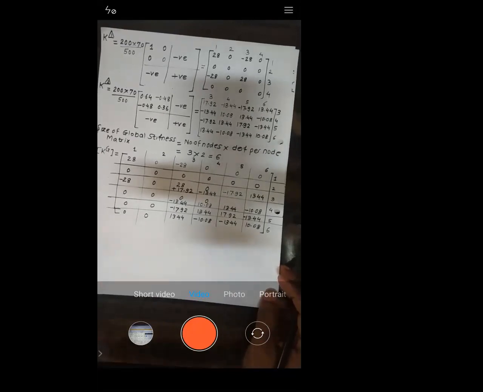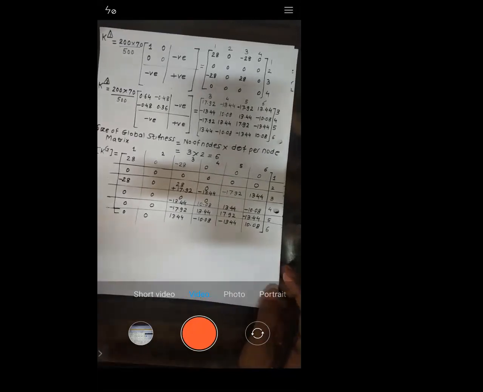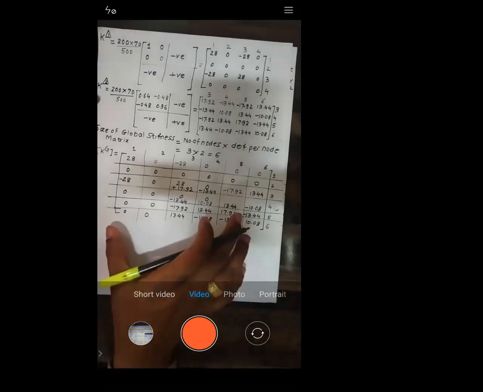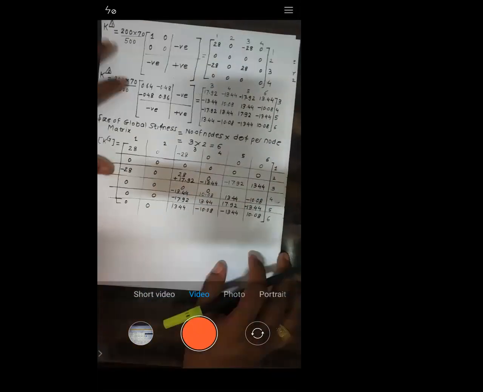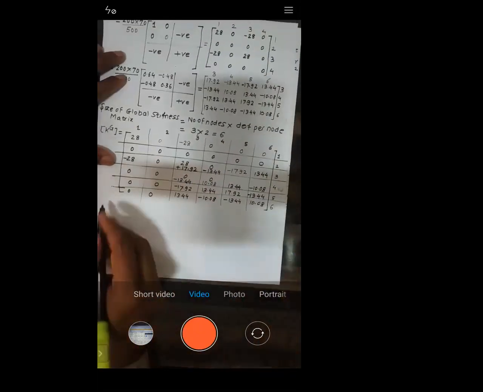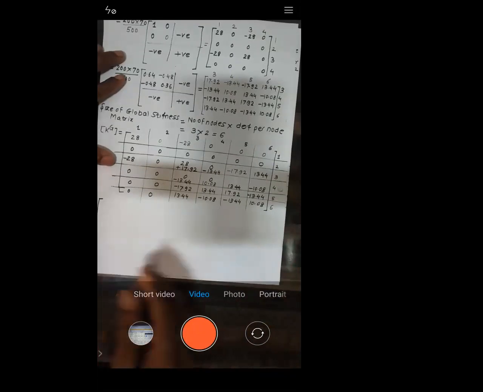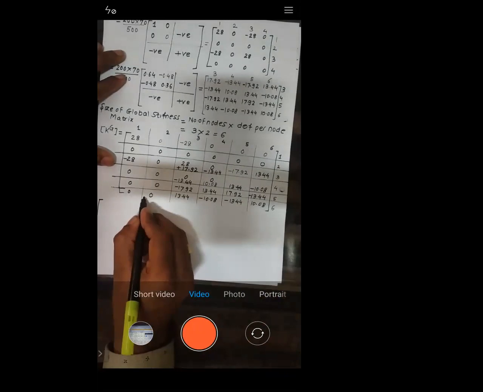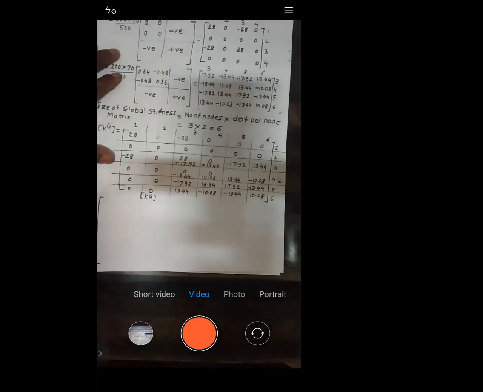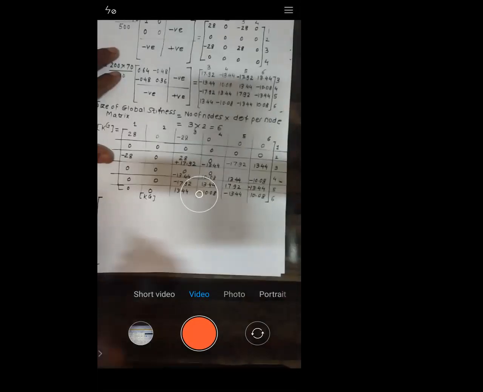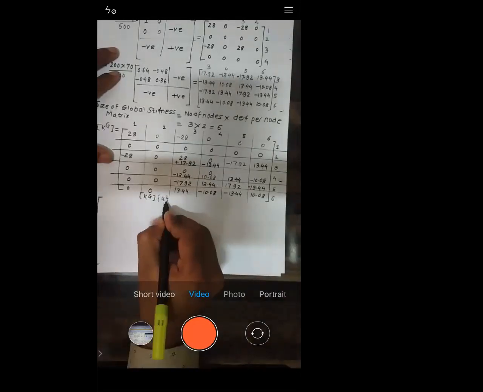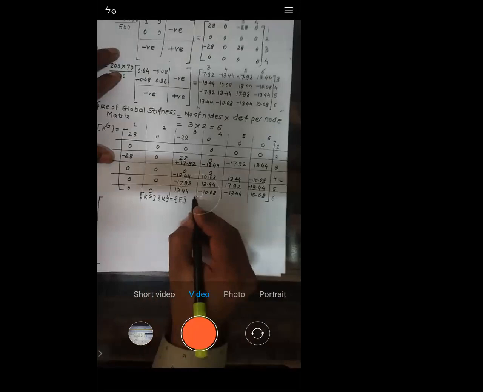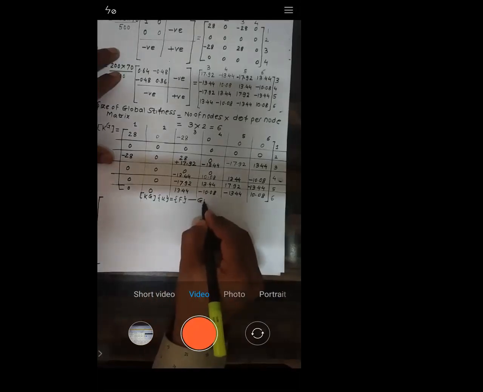Yes, sir. Now you have the global matrices. When you multiply these global matrices, I'll write them down. Before writing the global matrices, we should know this equation: the global stiffness matrix times the displacement is equal to the force. This is known as the global matrix equation. We'll write down that matrix.